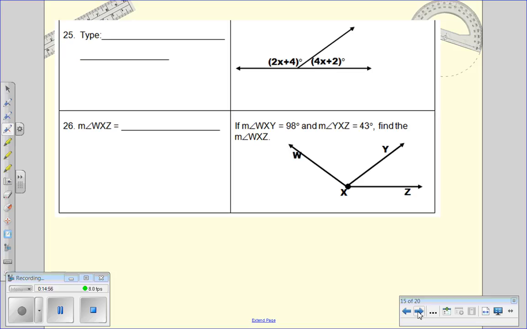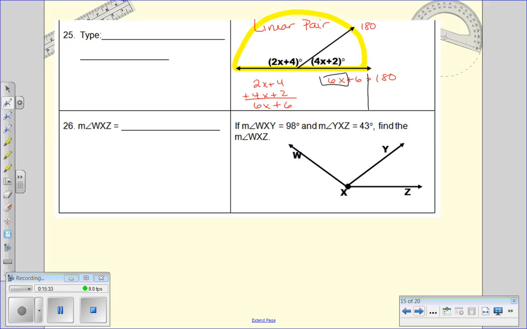This is an example of a linear pair. We have a pair of angles that are adjacent. Their non-common sides, or non-adjacent sides, create a line. And if it creates a line, we know that a straight angle has the measure of 180 degrees. So we can take the 2x plus 4, add it to the 4x plus 2. That'll give us 6x plus 6. And when we add that together, we get 180 degrees.